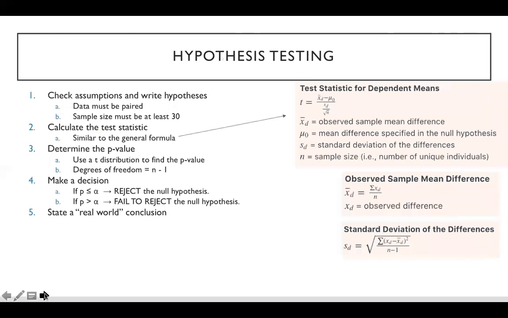Hypothesis testing is a little more lengthy for paired means. Calculating the test statistic is a little bit more, so just going off from 1 to 5, you're going to check your assumptions and write your hypotheses. In terms of assumptions, you want to make sure that your data is paired and that your sample size is at least 30.